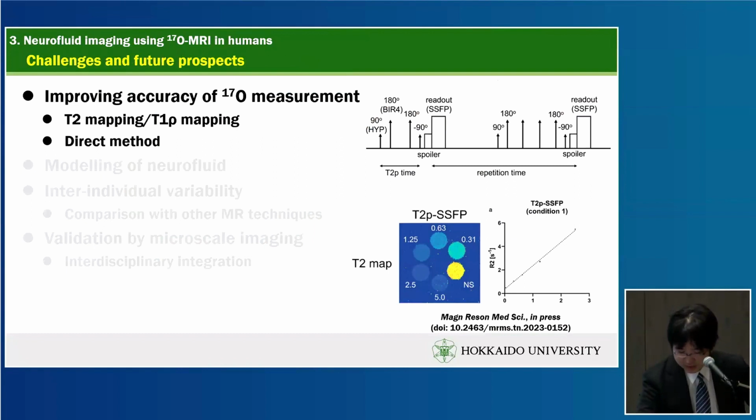First, there is a need to improve the accuracy of O17 measurement. We currently use the weighted image-based approach. Signal values in weighted images can vary due to various factors such as MR settings, patient movement, artifacts, and so on. To solve this, we need to adopt quantitative MRI such as T2 and T1 maps. We are developing fast and high resolution T2 mapping. In addition, validation with a direct method is also required.